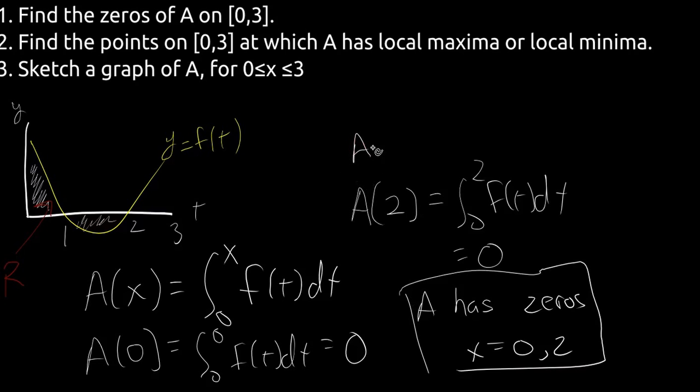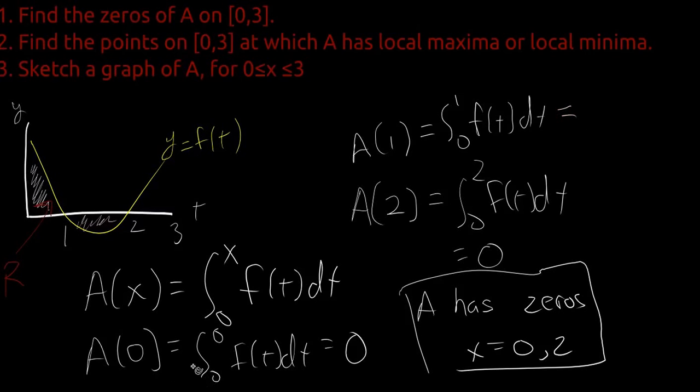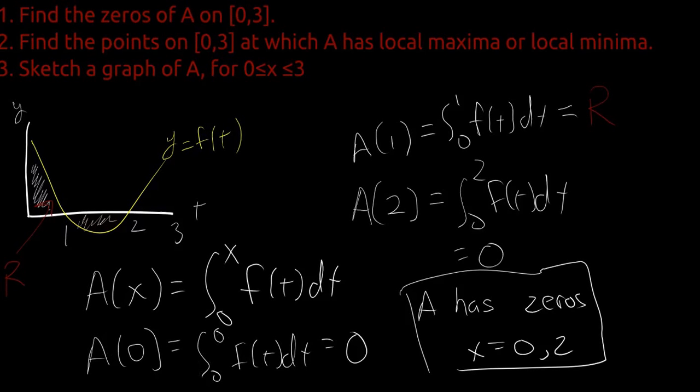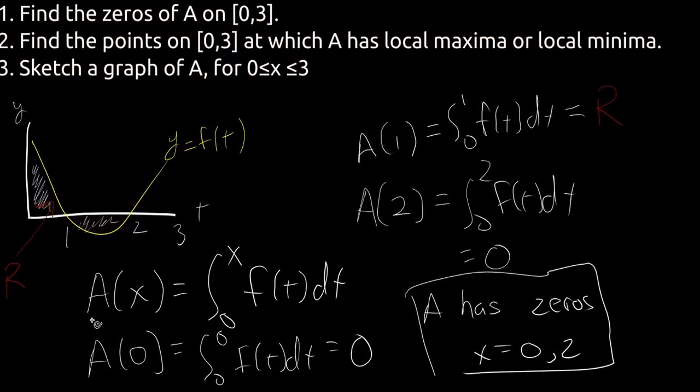Oh, by the way, what is A of 1? Just to see that we're all on the same page. Well, it's the definite integral from 0 to 1. In other words, the area between the graph of the function and the t-axis as t goes from 0 to 1. That's just our value r, which I've denoted as red. So now moving on to number 2, can we determine local max or local min?